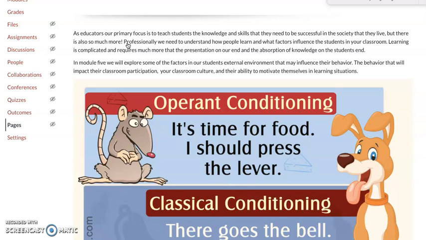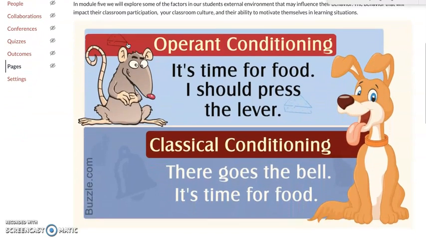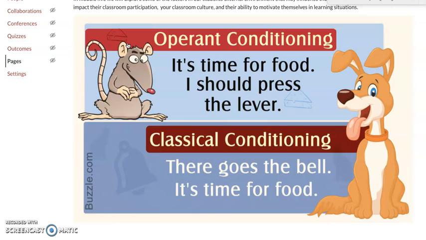But before we can even do that, we need to really understand how certain factors in a student's life are influencing them, and how we can understand who they are and what things motivate them to move forward. We're going to be talking about two things this week, operant conditioning and classical conditioning. And you can see the difference between both of those.